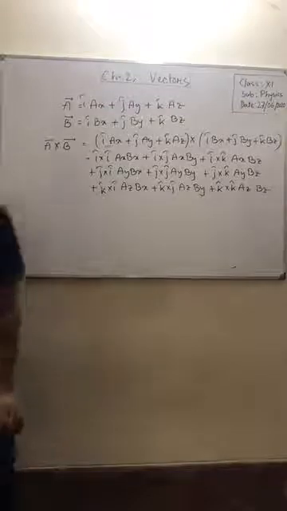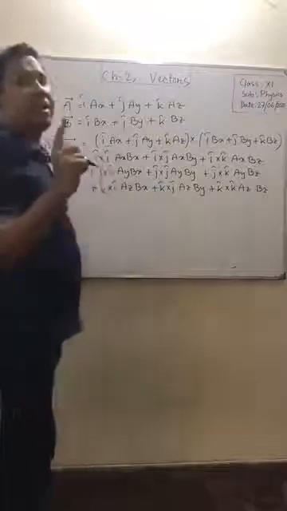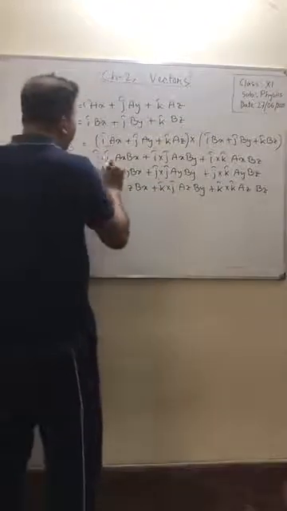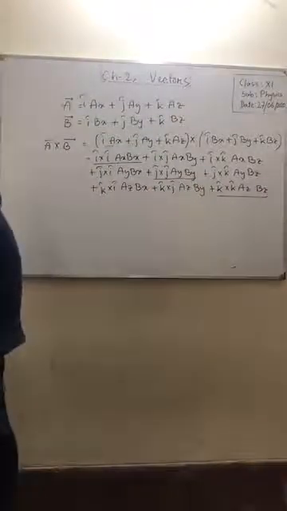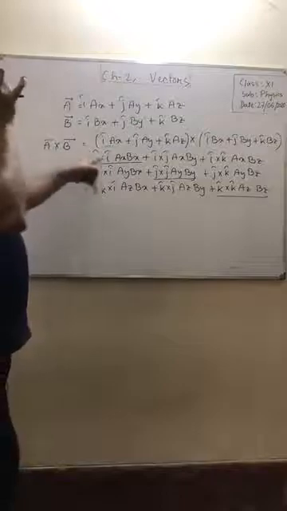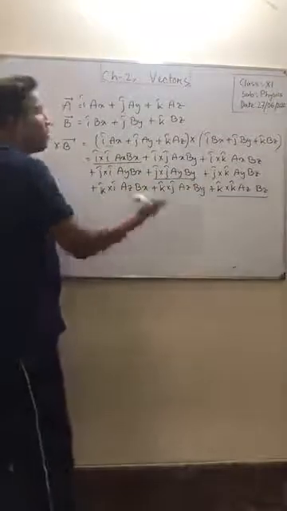Okay, now we see that there are three peculiar things. We said that i cross i equals 0. So i cross i this portion, j cross j this portion, and k cross k this portion is 0. Understand? Okay, this one is 0, this one is 0, this one is 0. Now we do the operation.